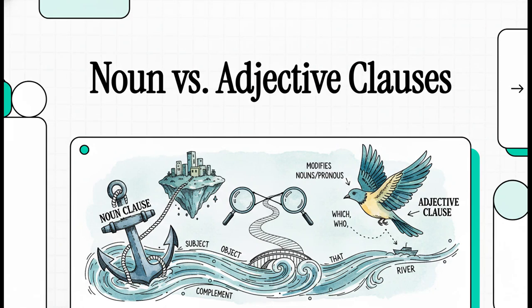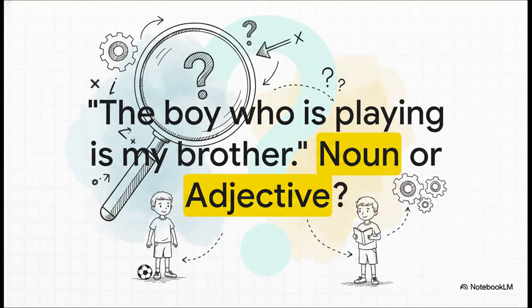Hey everyone, and welcome. Today, we're going to crack one of the trickiest puzzles in English grammar, figuring out the difference between a noun clause and an adjective clause. Trust me, by the time we're done here, you'll be spotting these like a pro. So let's just start with this sentence right here. The boy who is playing is my brother. Now, is that clause a noun clause or an adjective clause? This is exactly the kind of thing that trips people up, especially on exams. But don't you worry, we are going to solve this thing together for good.